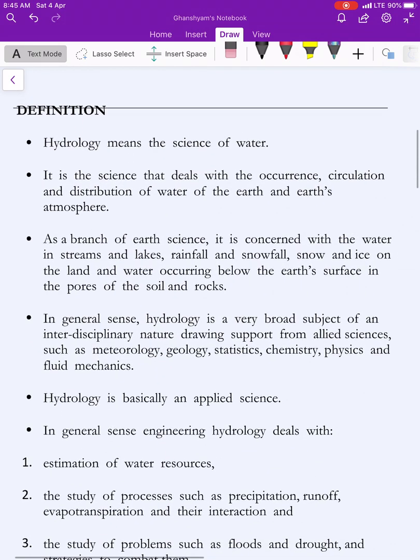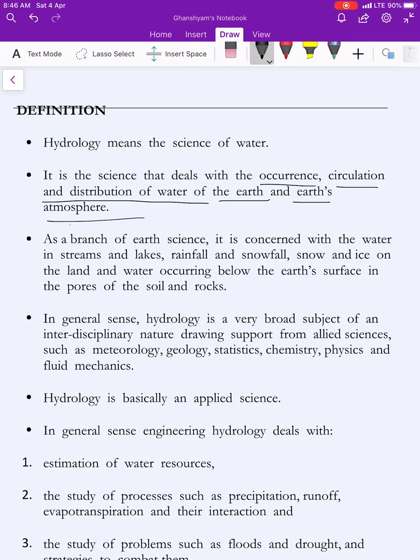So this is the definition of hydrology. So as I said, hydro is water and logos is to study something. So in hydrology, it is this water, the science of water we are going to explore. So what we are going to deal with is the occurrence, circulation and distribution of water of the earth and earth's atmosphere. So it is very interesting that there are two components which we are going to learn.